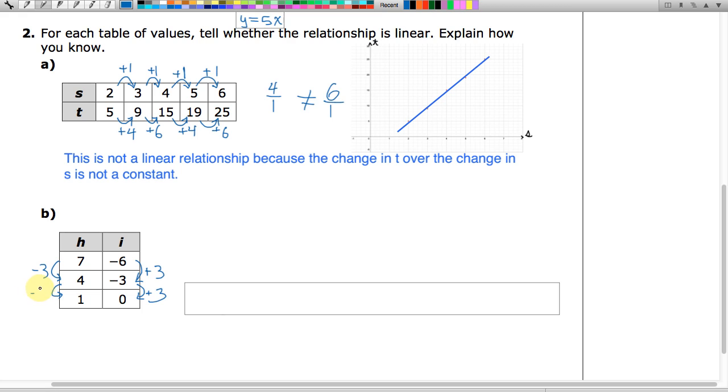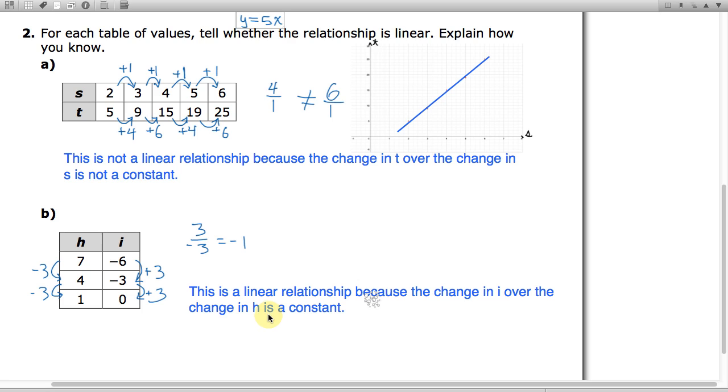So it looks like this is a constant, right? So if you look at 3 over negative 3, that's a slope of -1 the whole time. And so because of the fact that you've got the change in I over the change in H is a constant, we know that this is a linear relationship, or at least appears to be, from the points that we have here.